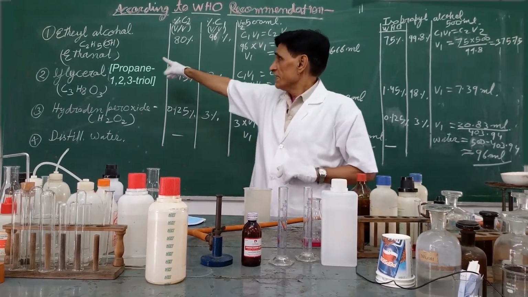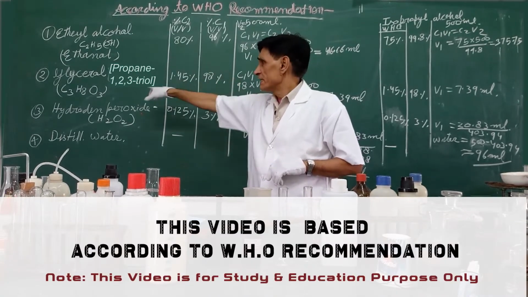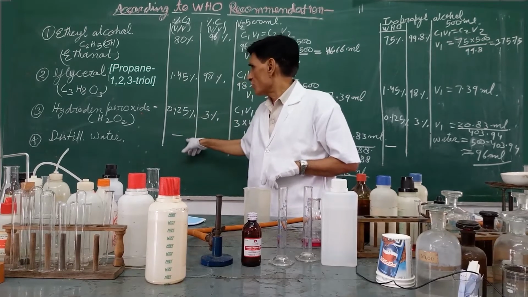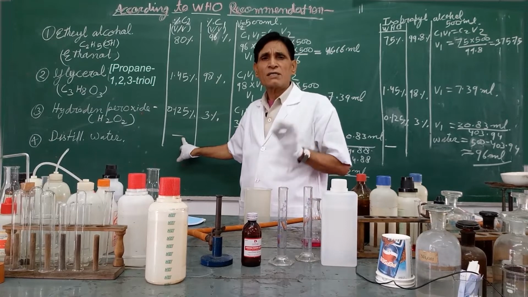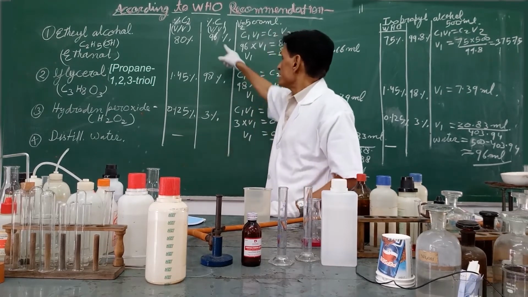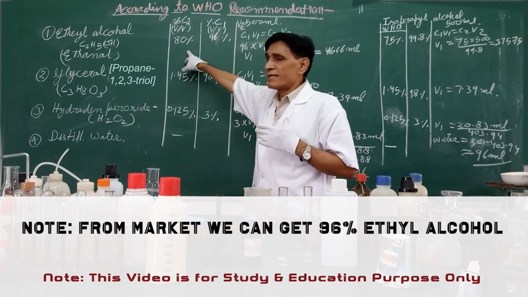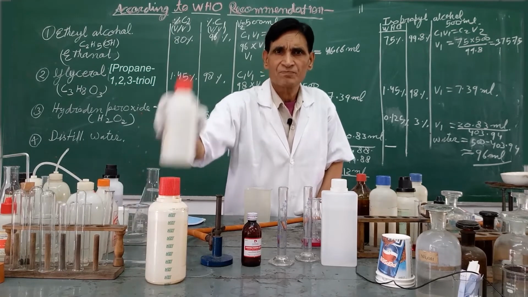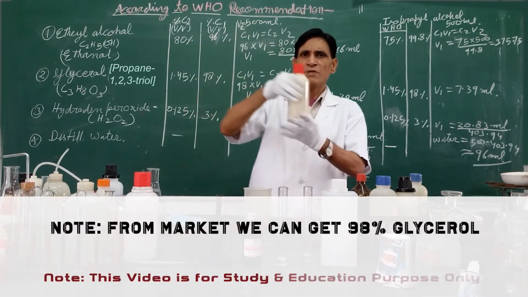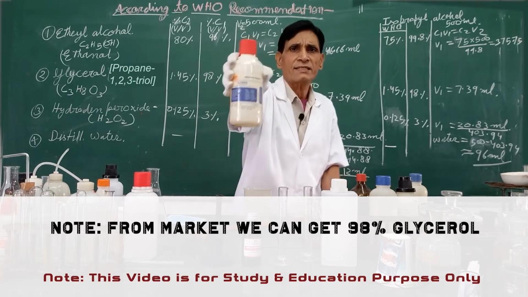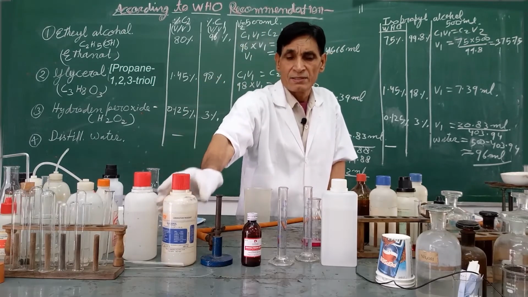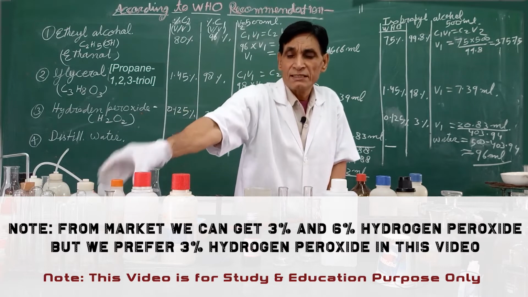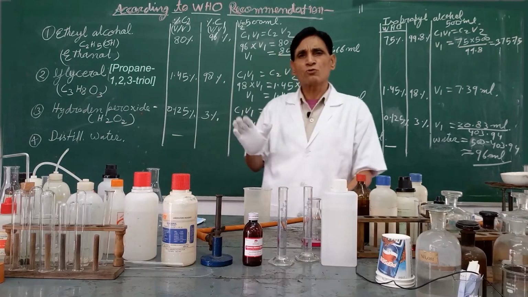Just see, according to WHO: ethyl alcohol 80%, glycerol 1.45% and hydrogen peroxide 0.125%. The remaining is distilled water, 100 minus this total; you can use distilled water or boiled cold water. Here we purchase 96% ethyl alcohol from the market, glycerol 98%, and hydrogen peroxide is labeled 3%. Sometimes it is 6% and sometimes 3%. I am going to show with 3%.